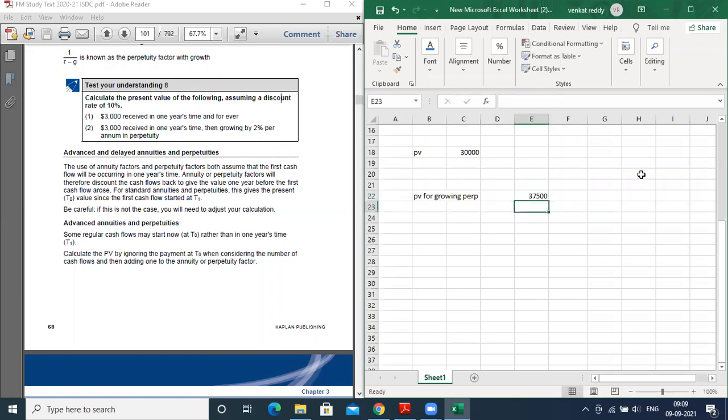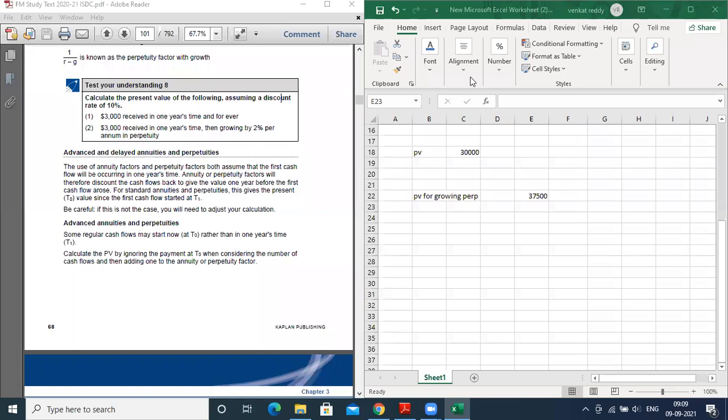It would be 37,500. So any query do you have on this? So the first scenario is just we calculated the present value if you are expecting the cash flow for a foreseeable future, right? Yeah, okay. I will be explaining it once again, Anita.